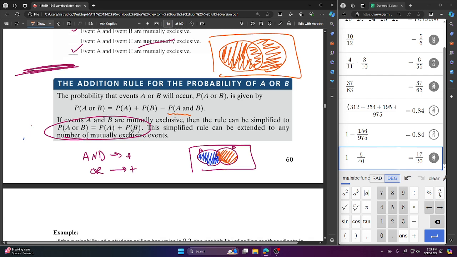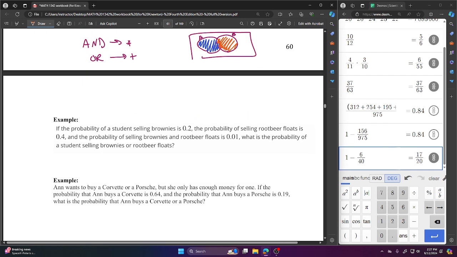Or means add. Let's keep going. The probability of students selling brownies is 0.2, 20%. The probability of selling root beer floats is 40%, and the probability of selling both is 1%. What's the probability of selling brownies or root beer floats? So they're using that formula.